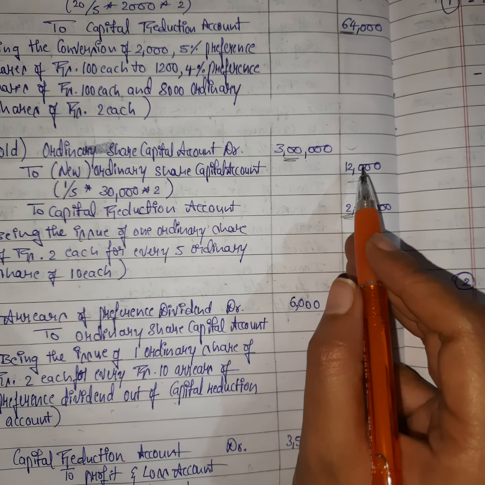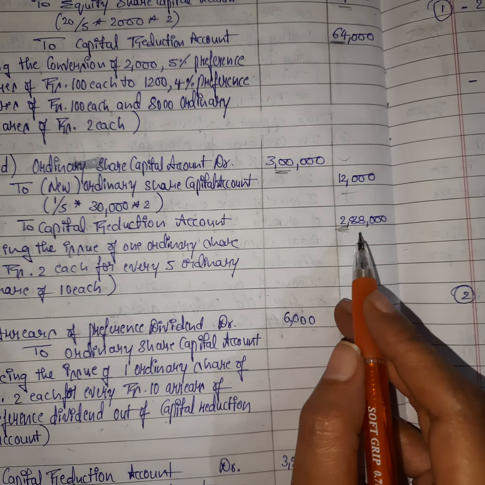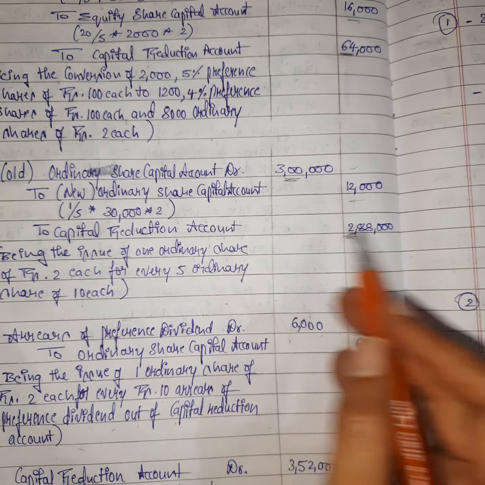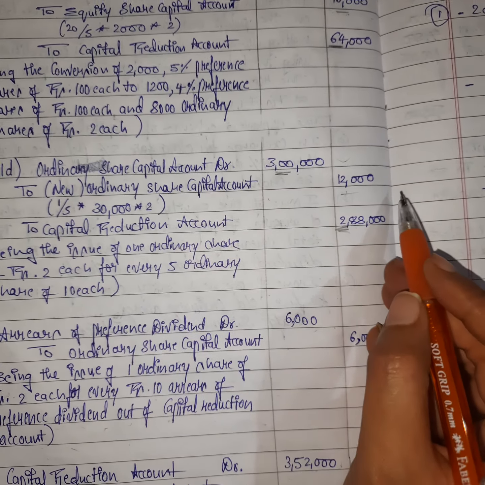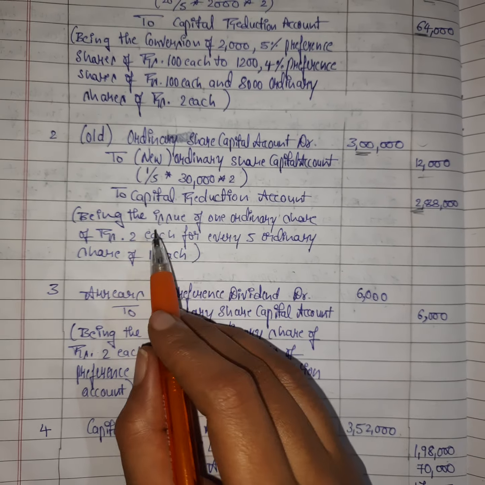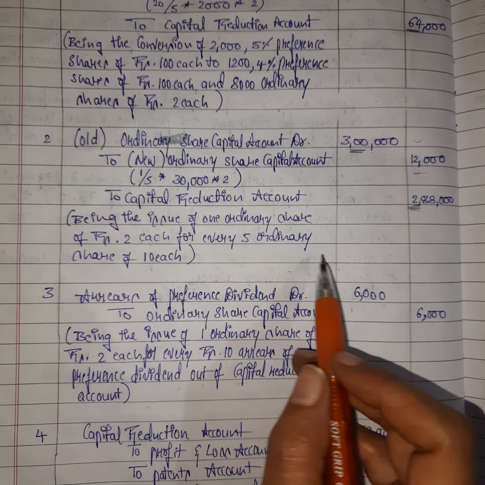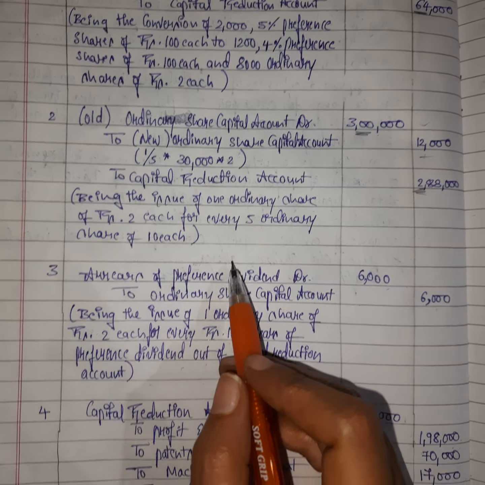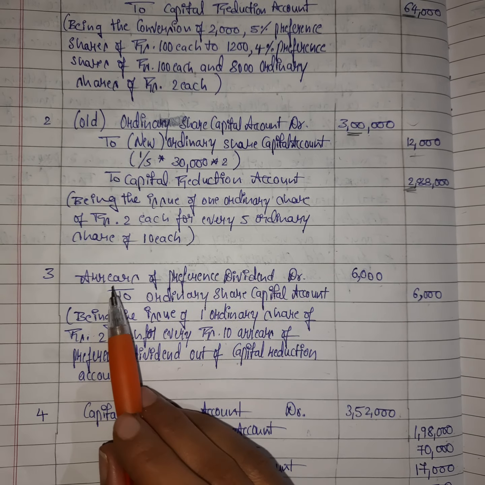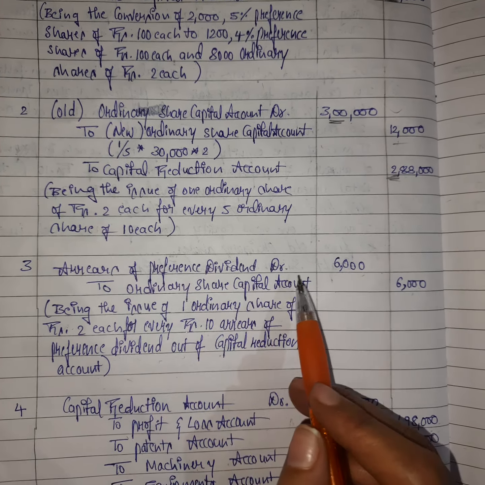3 lakh minus 12,000. So the balance will be 2,88,000. You will be mentioning to capital reduction account. In the credit side, you are mentioning 12,000 as well as 2,88,000. In note, being the issue of 1 ordinary share of rupees 2 each for every 5 ordinary shares of 10 each. Coming to next entry, arrears of preference dividend debit 6,000 to ordinary share capital account 6,000.